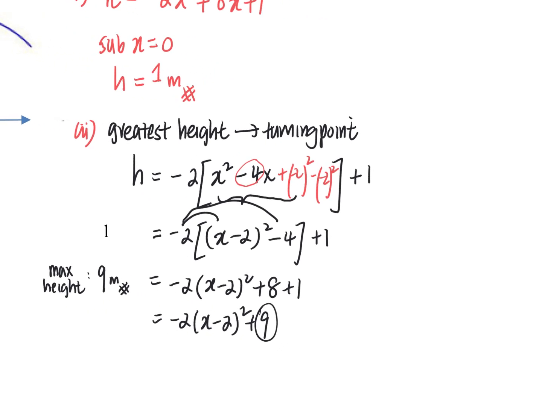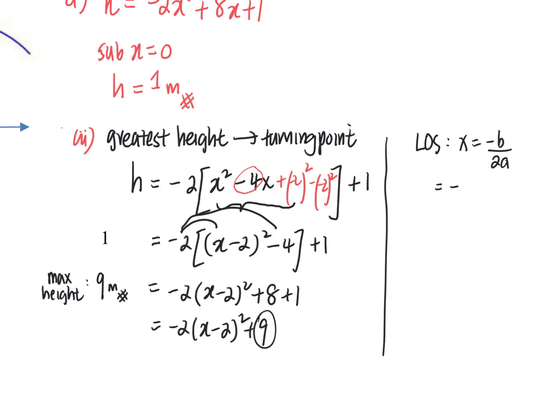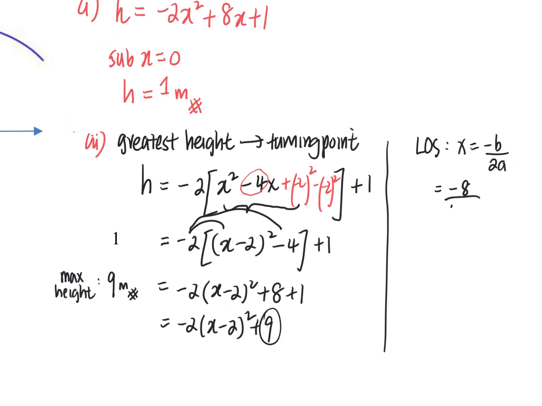Okay, what's the other way you can do this? Go and find the line of symmetry by using the formula. This is the line of symmetry formula. So you plug in your B value, which is 8, and your A value, which is -2. So you will get the line of symmetry being 2. Then you sub your line of symmetry into the equation. So this is another way you can find the answer. It need not be completing the square.